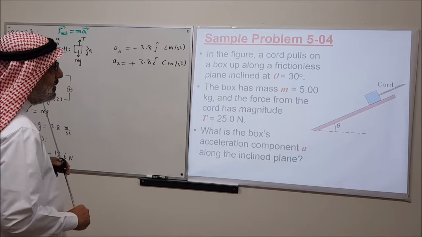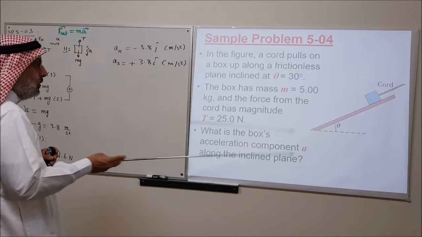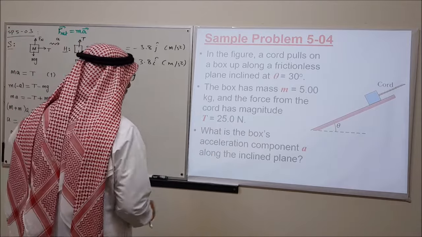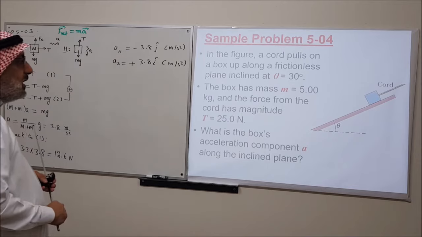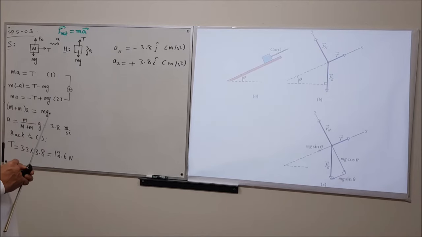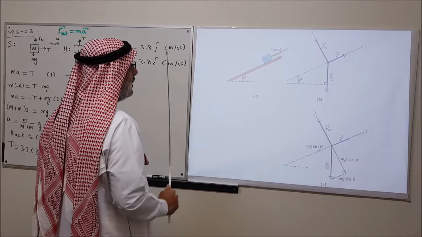The box has mass m of 5 kilograms, and the force from the cord, the tension now, is equal to 25 newtons. What is the box acceleration, component a, along the inclined plane? Well, like with the previous problem, we start by drawing the free body diagram of the object. Here it is. That's the physical situation, and this is the free body diagram.